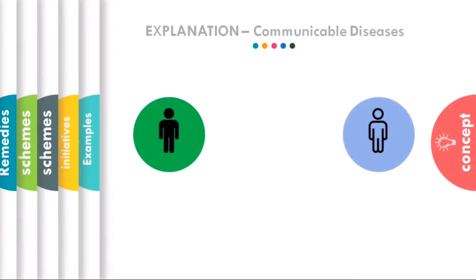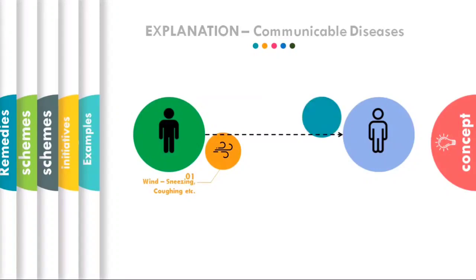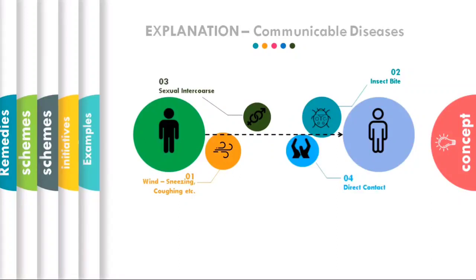So let's begin today's lecture with our first concept, that is communicable disease. Communicable diseases are those diseases which transmit from one person to another person with the help of agents such as wind, insect bites, sexual intercourse, or through physical or direct contact. Various other reasons are also there for transmission. In simple words, any disease which spreads from one person to another person is known as communicable disease.